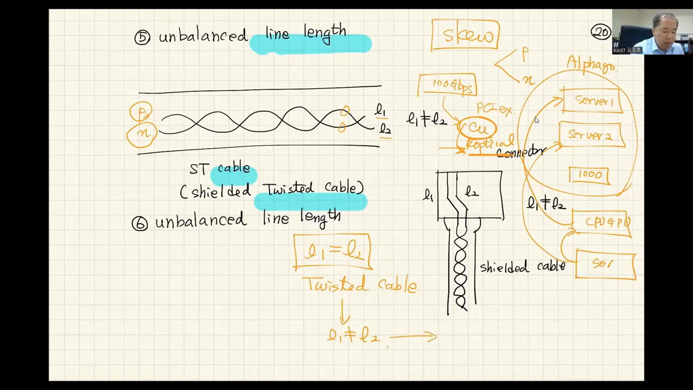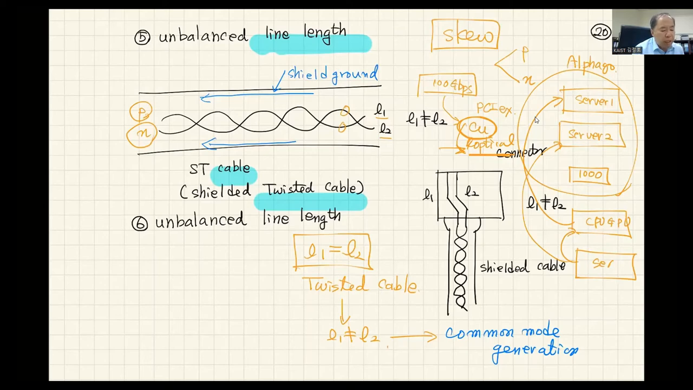And it is going to generate the common mode. And this common mode has to come back to the source through this shield. This is called shield ground. So if you do not have any shield, it's going to be a big EMI source and crosstalk source. Crosstalk is the voltage coupling to the nearby adjacent cables. Usually many of them are bundled together to form a single cable, so it can also cause crosstalk. To avoid this common mode radiation, EMI and crosstalk, we have to make a shield cable.